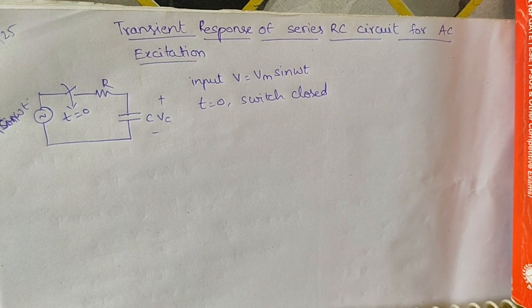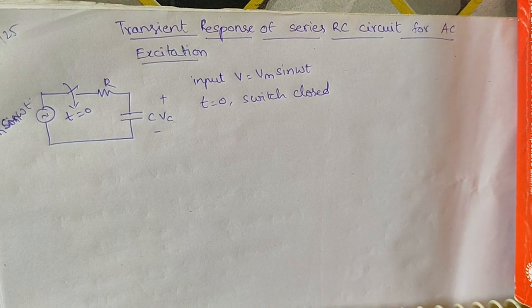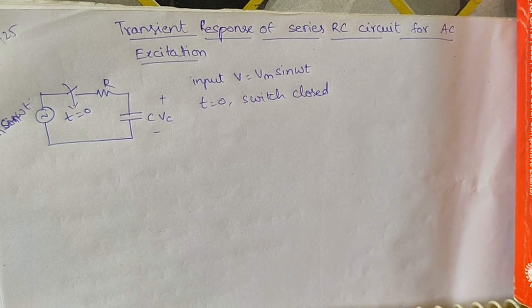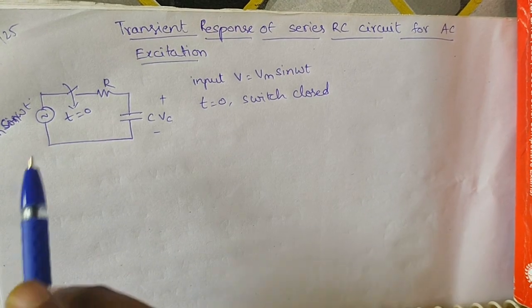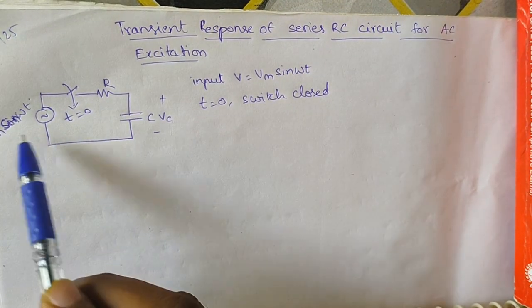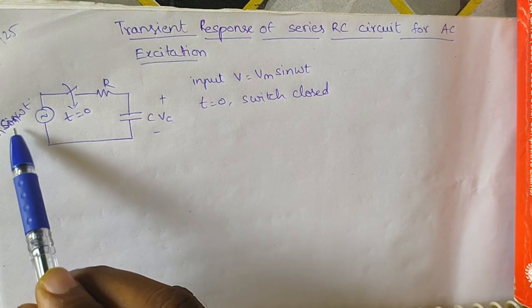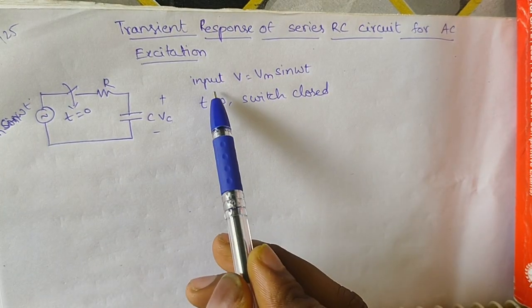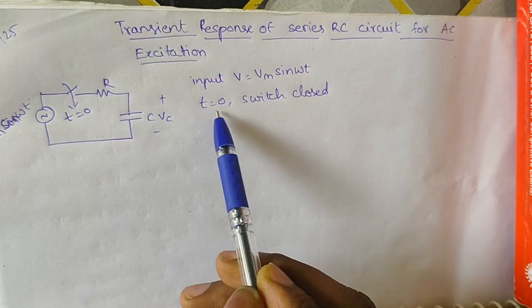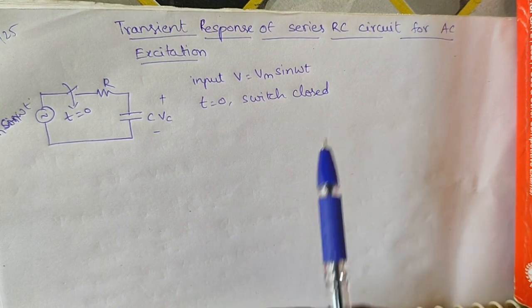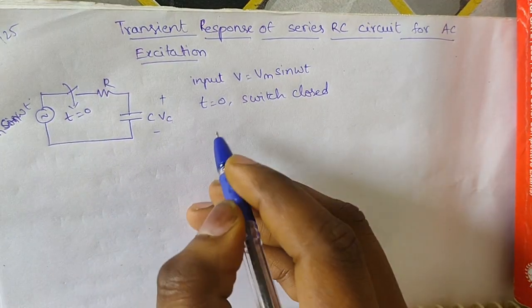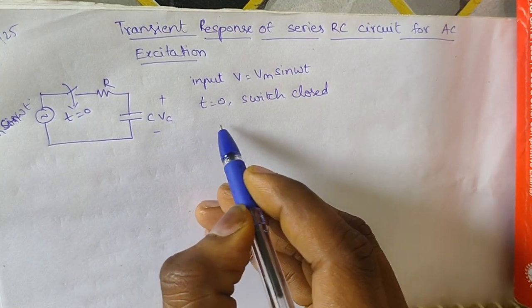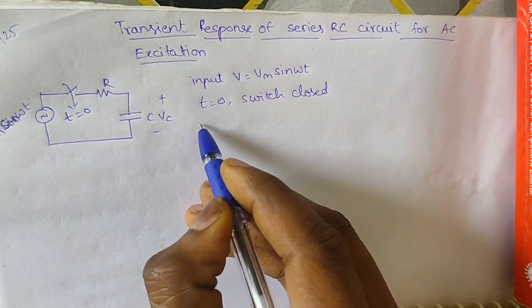Good morning everyone. Today we are going to discuss the transient response of a series RC circuit for AC excitation. This is a simple circuit with R and C in series. The input we are applying is Vm sin omega t, and at t equal to 0 the switch is closed. So we will be deriving the current equation here.